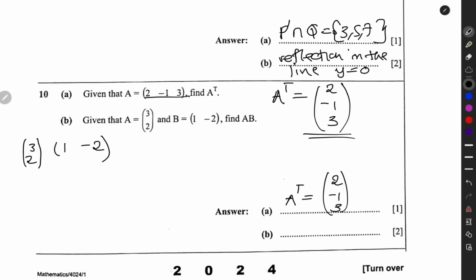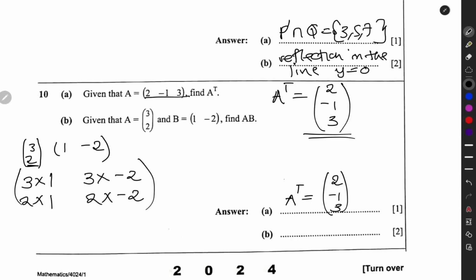We see that. So since this row contains only one element, we're just going to say 3 multiplied by 1. That's it. So we are done with the row and the column. Again, this is a row multiplied by a column. So this is going to be 3 multiplied by -2. So we do the same, 2 multiplied by 1. So 2 multiplied by 1 and 2 multiplied by -2.